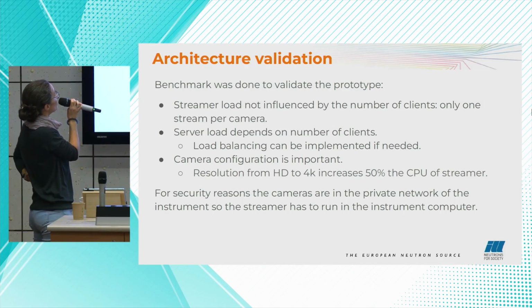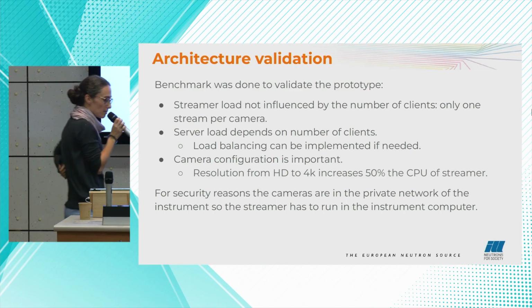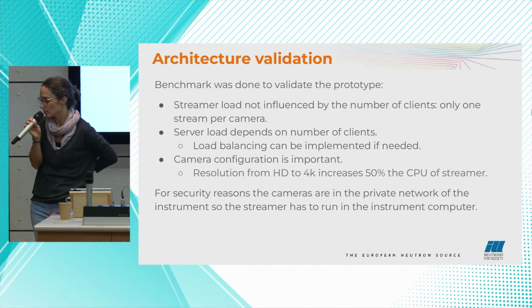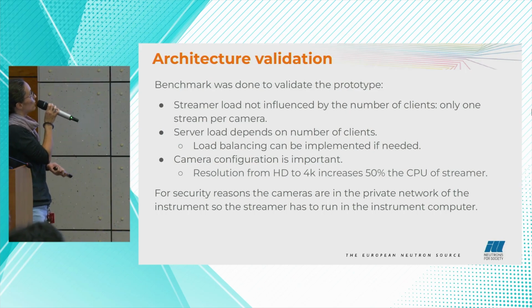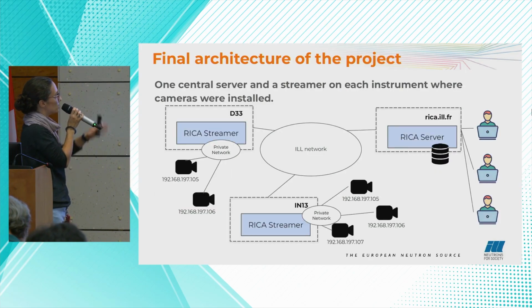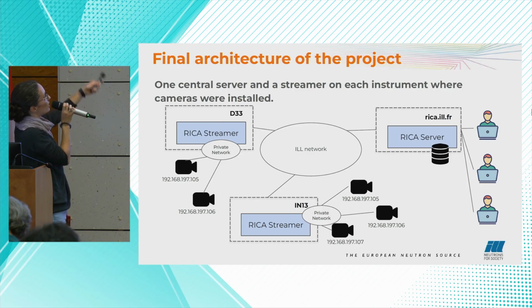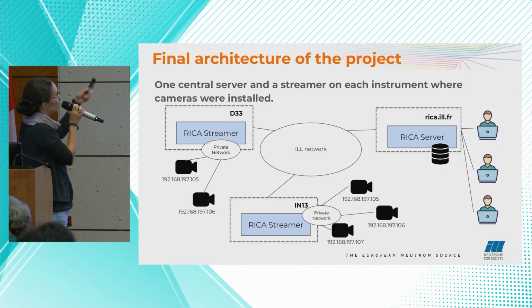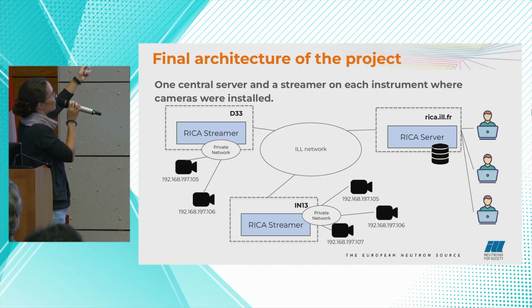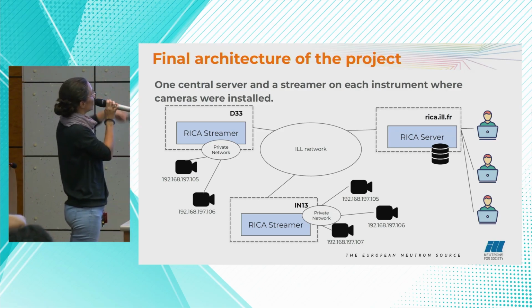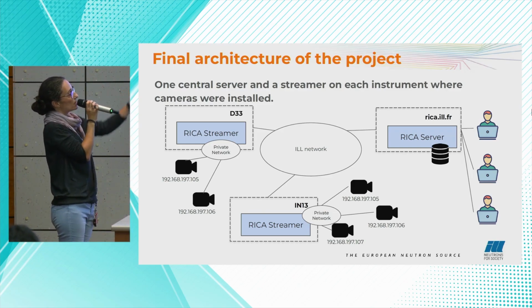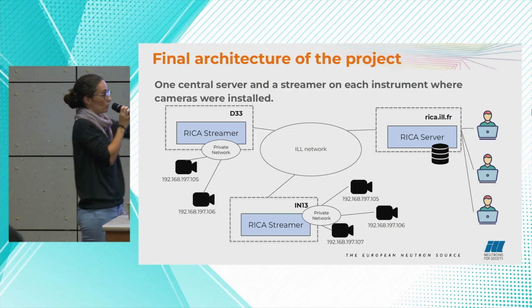At the end of this benchmark, it was decided that we would add the cameras on the private networks of the PCs that are used to control the instruments. And that leads us to the following architecture. This is a really schematic one, in which we have a streamer installed in each of the instruments and running, with cameras attached to this streamer via the private network. We will access the cameras via static IP. And then we have a central server, which is the entry point for the clients.